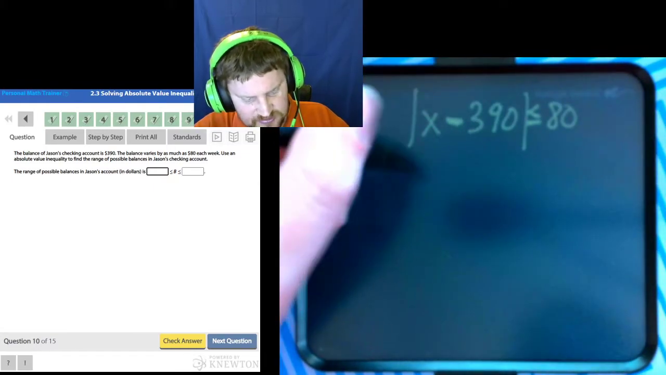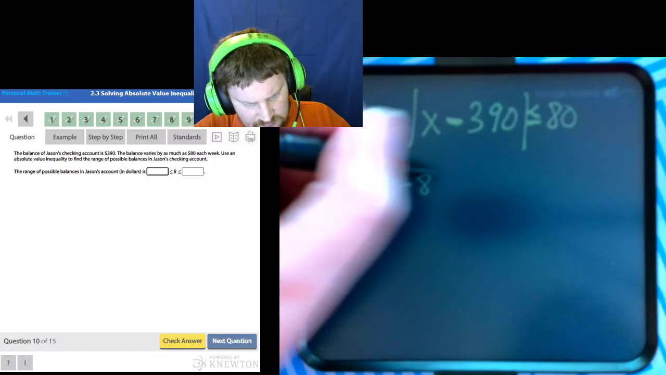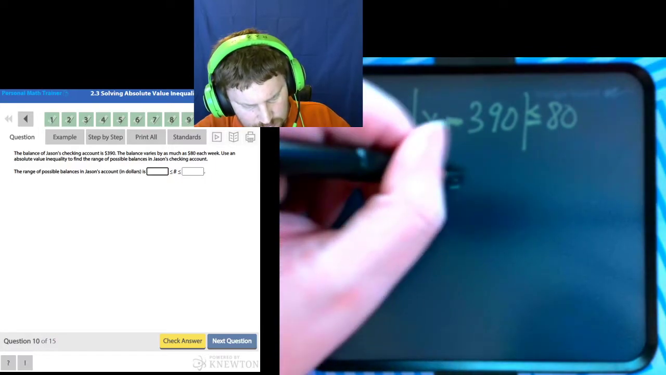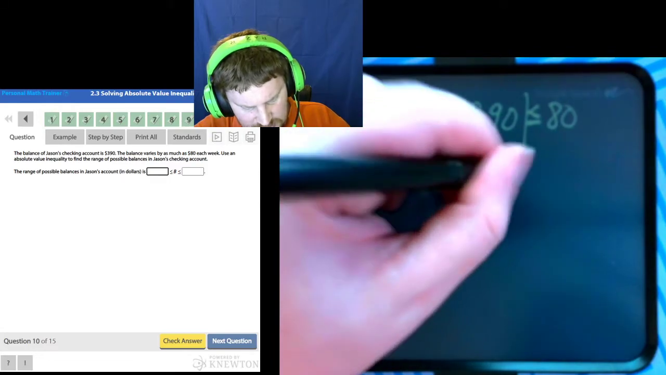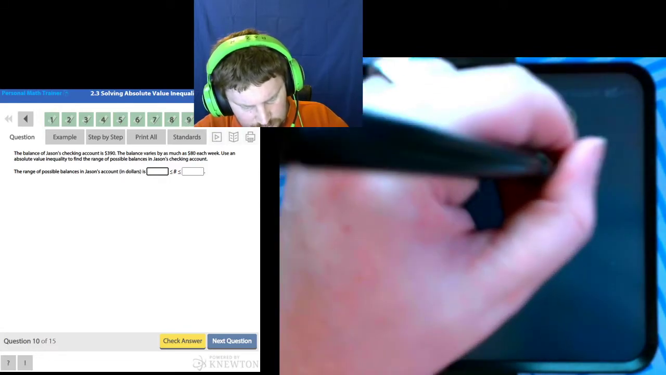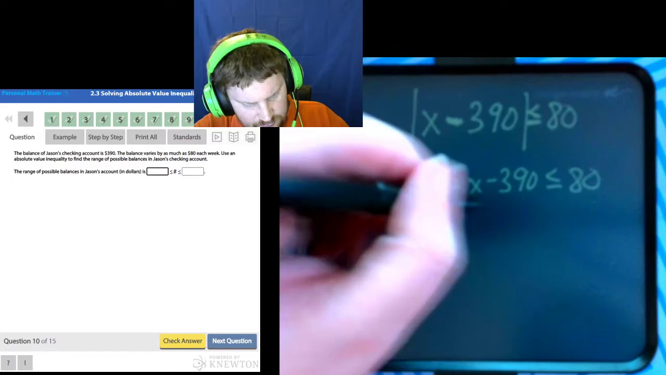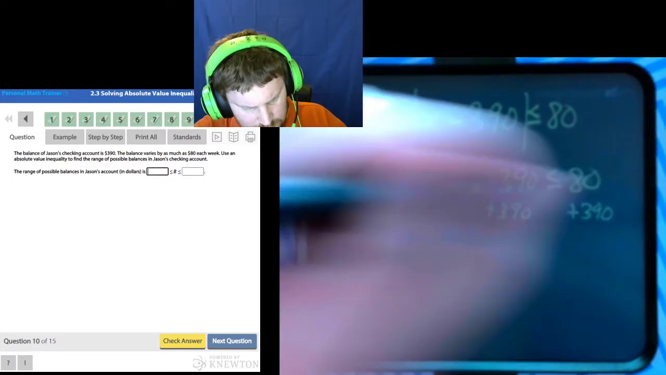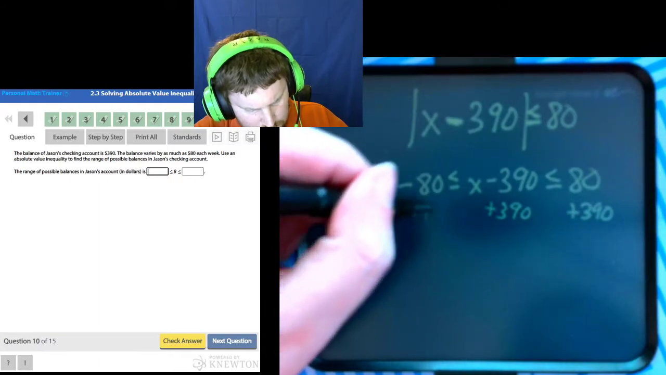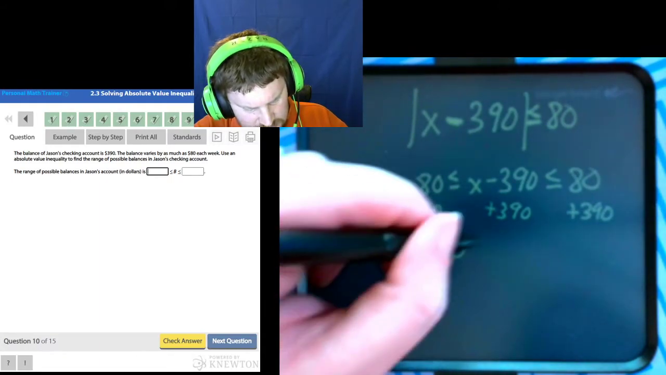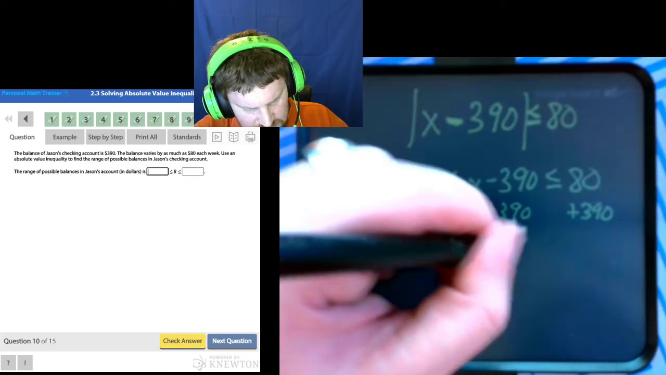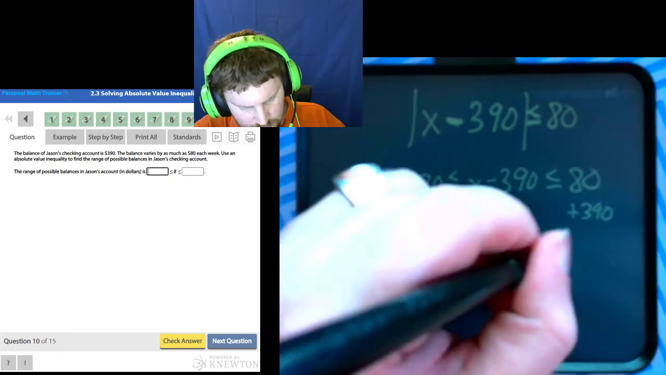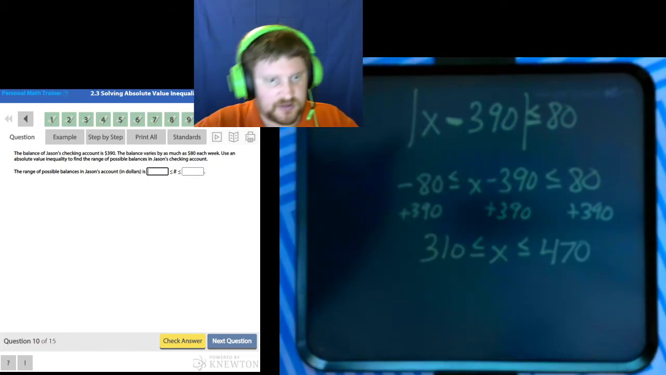So once again, we can do the same basic thing. Negative 80 is less than or equal to x minus 390 is less than or equal to 80. Add 390 to all three parts. That's 310 is less than or equal to x is less than or equal to 470.